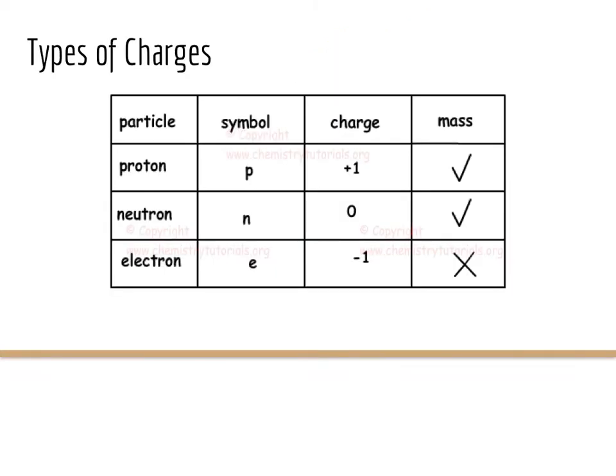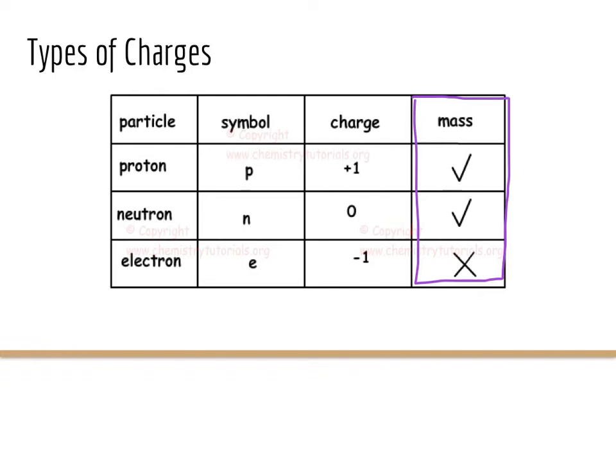Each of our particles has a different charge. Our protons have a positive charge, our neutrons have a zero charge, so no charge, and our electrons have a negative charge. So if we look at this last column that has mass, this isn't something important to focus on.